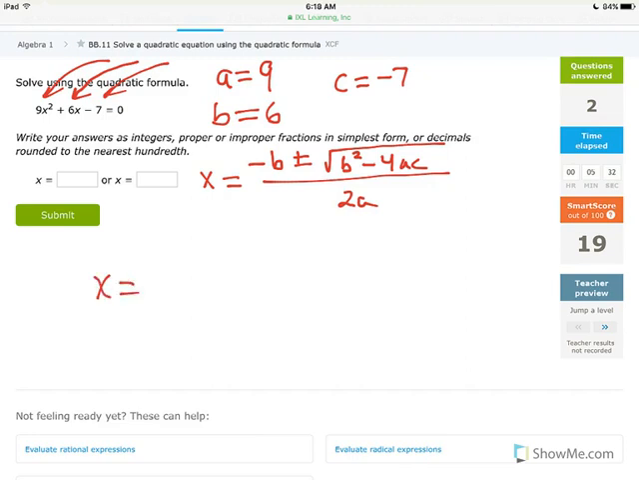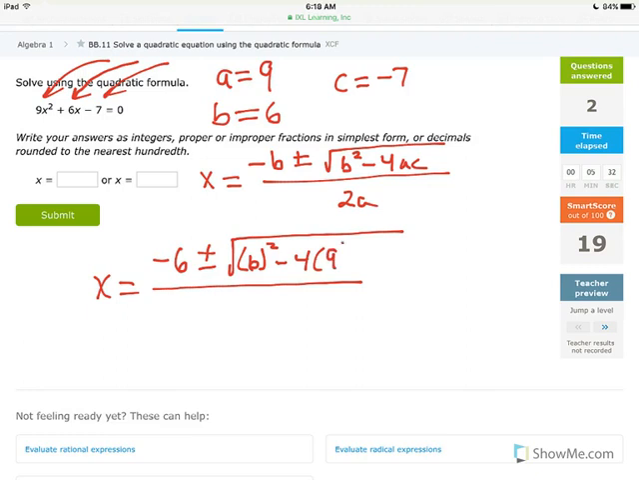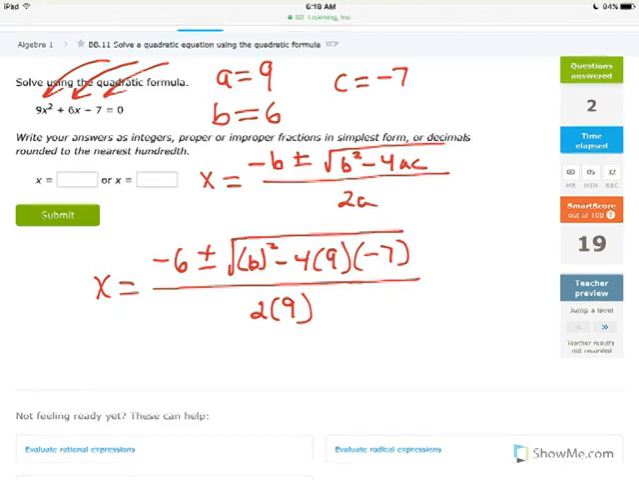So putting the numbers into the equation, it's going to be negative, and what's our b value? That's 6, plus or minus the square root, and it's going to be b squared. So what's our b value? 6, and that's going to get squared, minus 4, what's the a value? 9, and what's the c value? -7. And that's all over 2 times the a value, so 2 times the a, and the a is 9. So that's your setup, and then once you're there, you just need to go ahead and crunch the numbers. So we'll go do that on another screen.